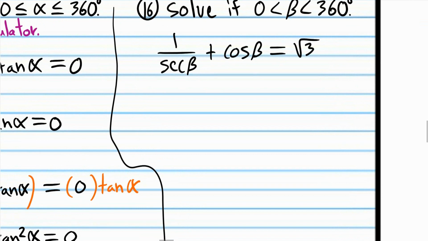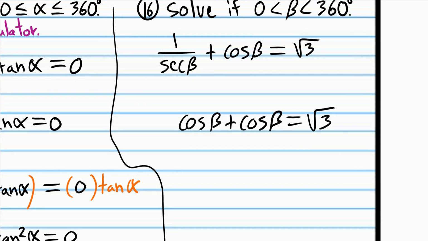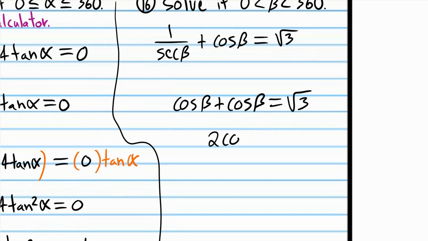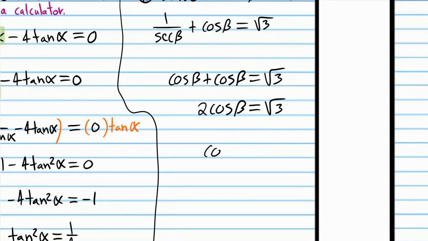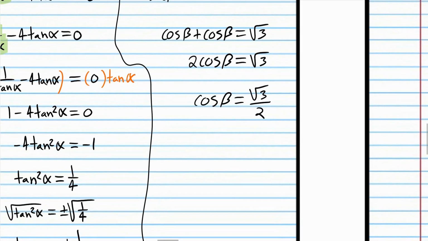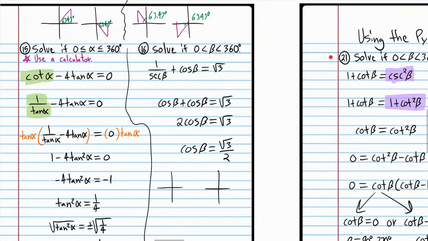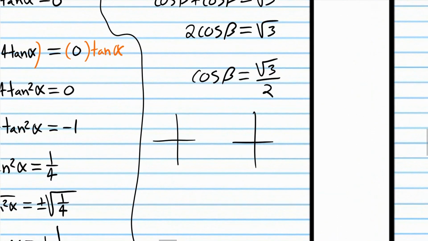Okay, we're back. So now I'm going to go backwards. I'm going to change 1 over secant beta to cosine beta. And if we add those up, we get 2 cosine beta. And if we divide both sides by 2, we get root 3 over 2. And there's 2 situations. We're looking for the answers between 0 and 360. There's 2 situations where cosine is positive. First quadrant and the fourth quadrant.